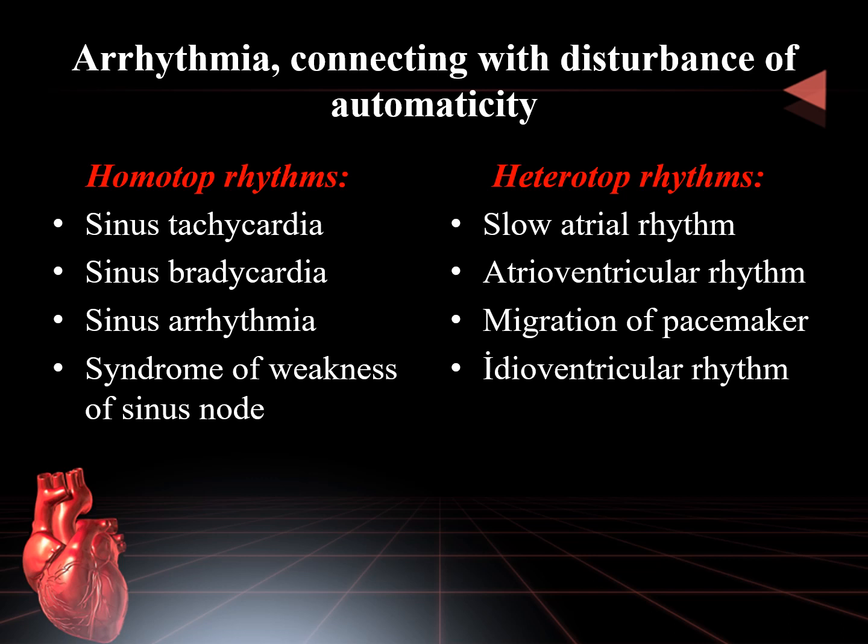Arrhythmias associated with a change in automaticity are divided into two groups: homotopic rhythms and heterotopic rhythms. In homotopic arrhythmia, the pulse source is the sinus node, and in heterotopic, the pulse source is located in the lower parts of the conduction system. Homotopic rhythms include sinus tachycardia, sinus bradycardia, sinus or respiratory arrhythmia, and weakness of the sinus node, tachycardia bradycardia syndrome.